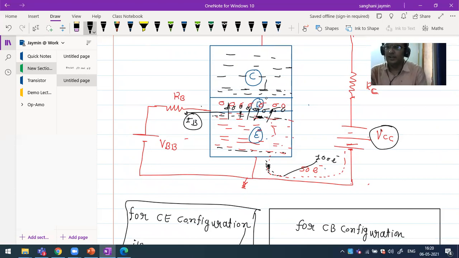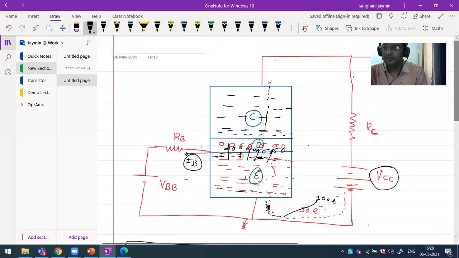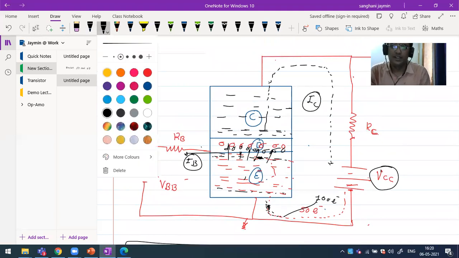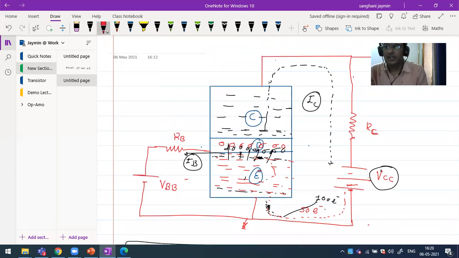And this electron that is transferred here, see this here, is known as the collector electron. Due to this electron, whatever current flows is known as the collector current IC. See, the electron direction and the supply current direction are both opposite.